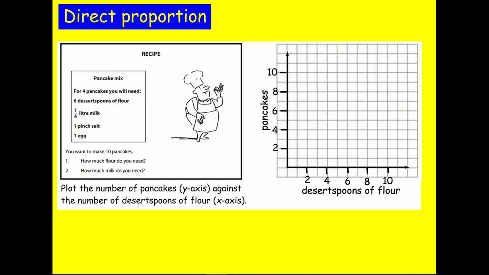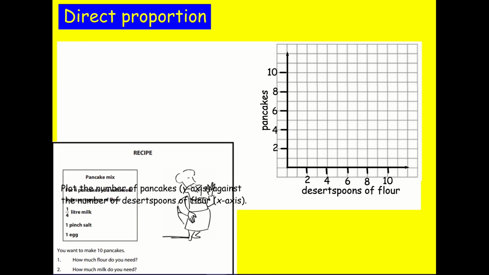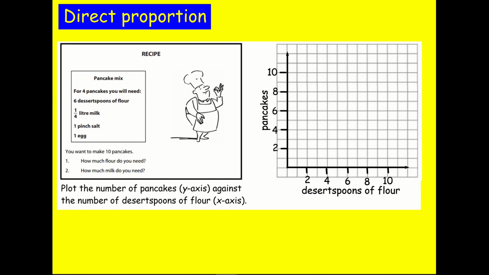So this sort of question, I would work out how much one pancake needs, and to get that, I can just divide through by 4. So if I need 6 dessert spoons of flour for 4 pancakes, I'm going to work out what one pancake is. It's going to be 6 divided by 4, which is 1.5. And then the milk is going to be 1/4 divided by 4, and that's actually going to be 1/16.